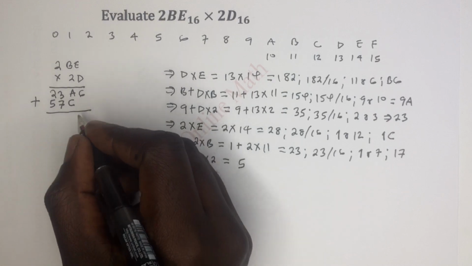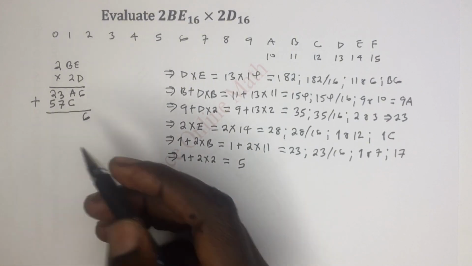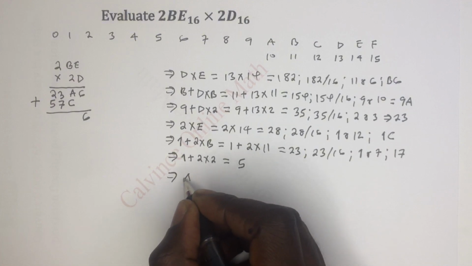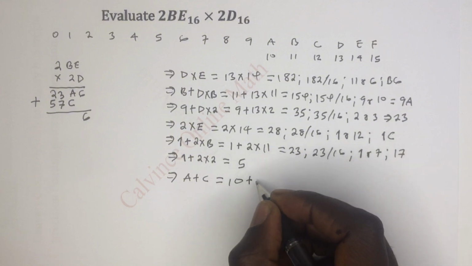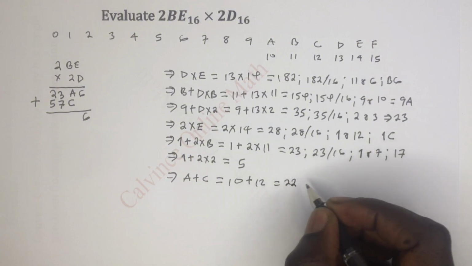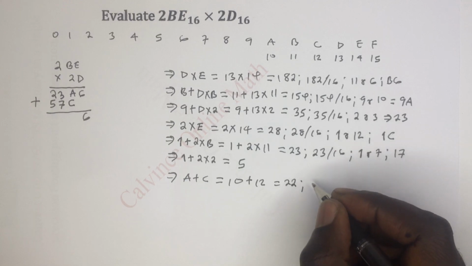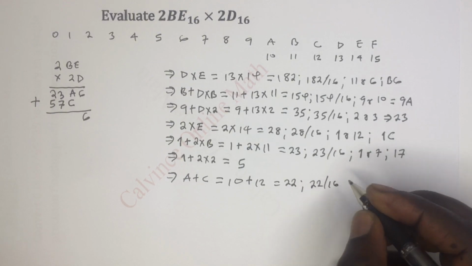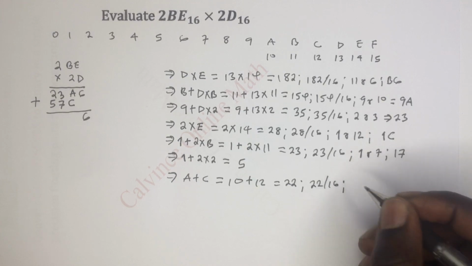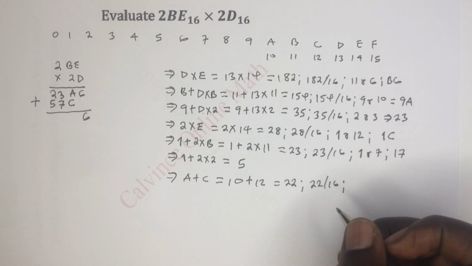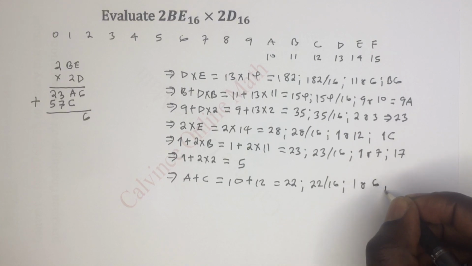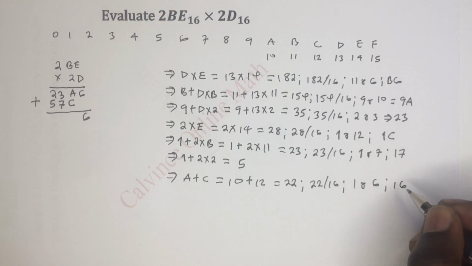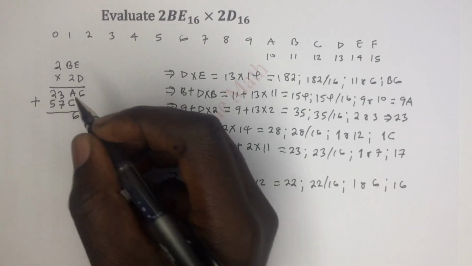You have 6 plus 0, which is just 6. Then the next one is A plus C. A according to hexadecimal is 10, and C is 12. So that is 22, which is a decimal number. You divide 22 by 16 to convert it to hexadecimal. 16 goes into 22 1 time with a remainder of 6. So the hexadecimal number is 16. You write 6 and carry 1.